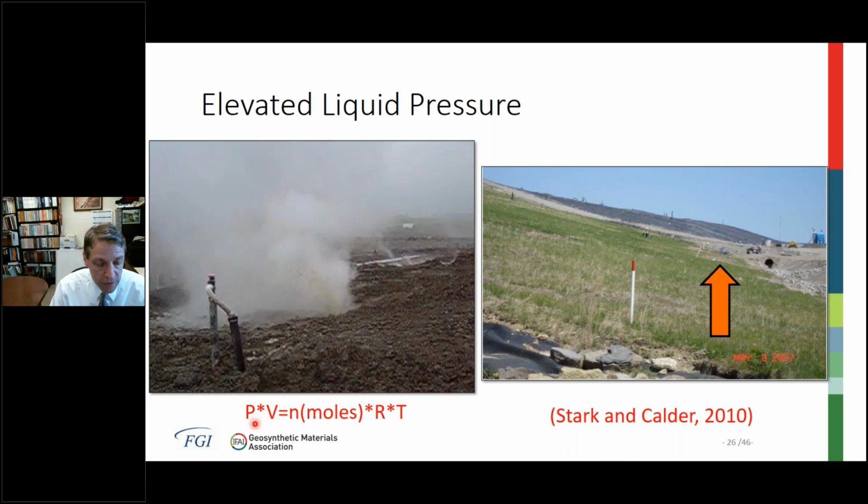The pressure increases with elevated temperature through the gas law, or the ideal gas law. So notice that as the temperature goes up right here, R is the gas constant, n is the moles of material, V is the volume of material involved, and pressure is generated from this increase in temperature. So if T increases, pressure is going to increase for a constant volume and a constant amount of material and gas constant. So as the temperature increases, the pressure increases, and that causes a reduction in effective stress and stability. This can be included in slope stability analyses through a pore pressure ratio or a phreatic surface at the right location.